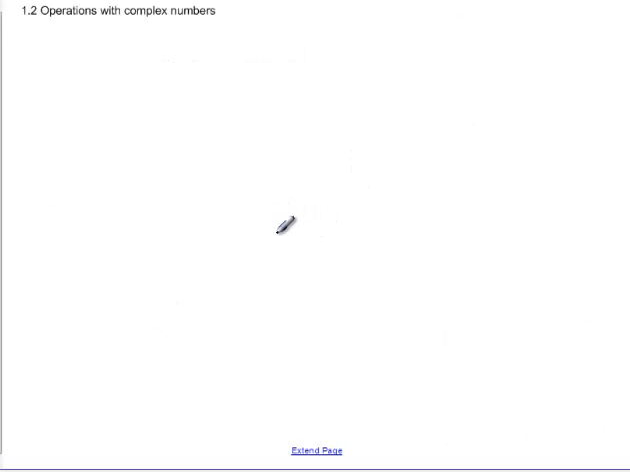Operations with complex numbers. Let's say we've got Z1, which is 3 plus 4i, and Z2, which is 5 minus 2i. Maybe at this point, let's correct something here. Let me make a comment here to set you somehow comfortable.